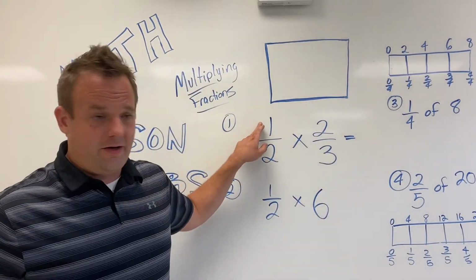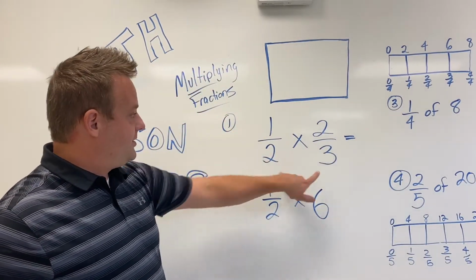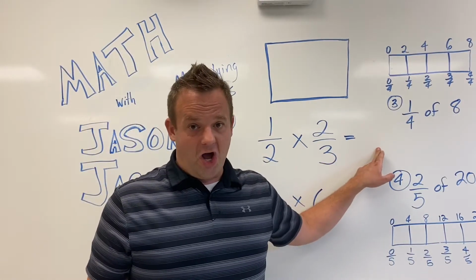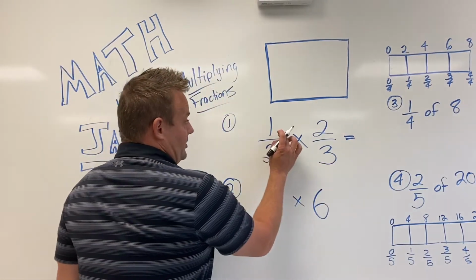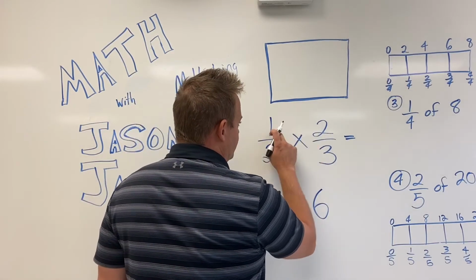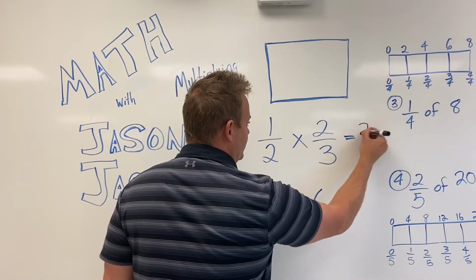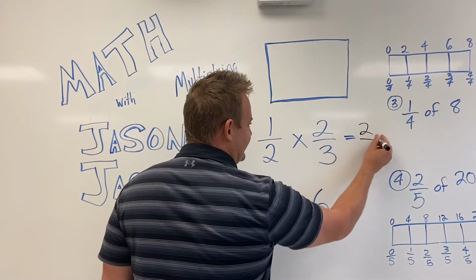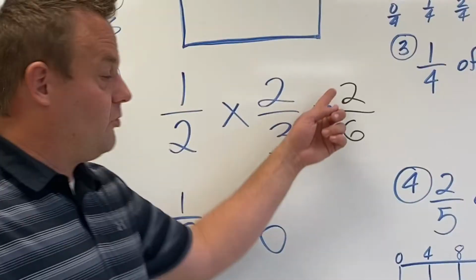Here's the numerator and here's the denominator. These two are called factors. We're going to find the product. The way we do that, pretty simple actually, is multiply the numerators and multiply the denominators. 1 times 2 is 2, and 2 times 3 is 6. So we have a product of 2/6.